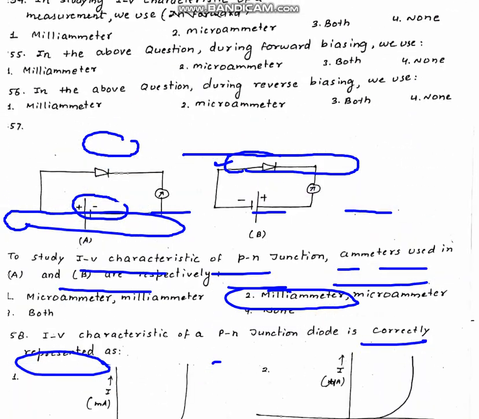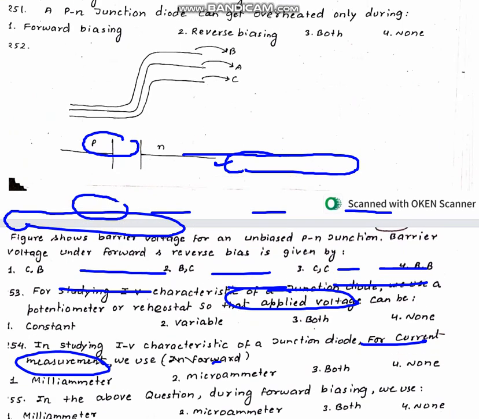Next is a PN junction. A PN junction diode can get overheated only during, so it is very possible in both the biasing. So third one will be correct over here.